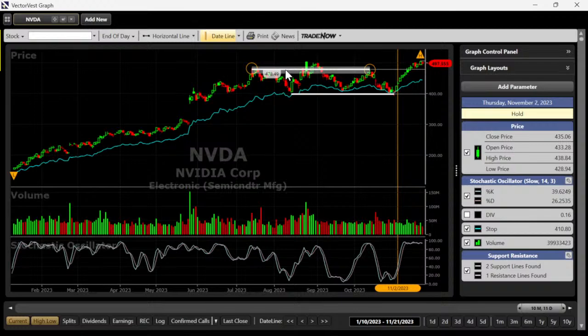Resistance was right here at about 478. So maybe I would look for a retracement back to that support zone, wouldn't I? That would make sense. Either a continued breakout move above the recent high there or a retracement back to that 478 support zone. There's my buying opportunity. So as of the hard right edge, is it a buying opportunity? No, I think this is a watch list stock.